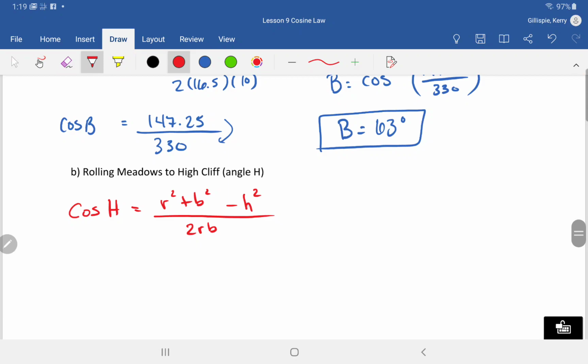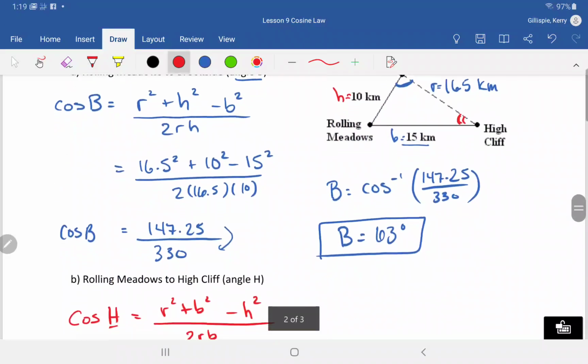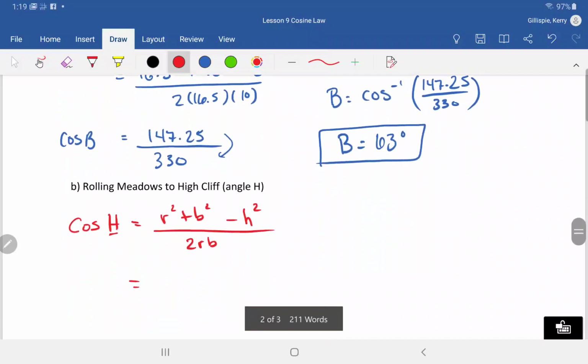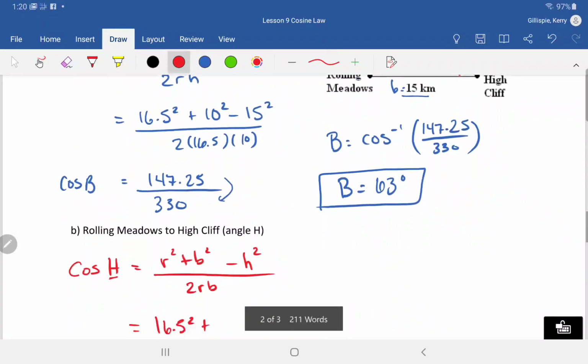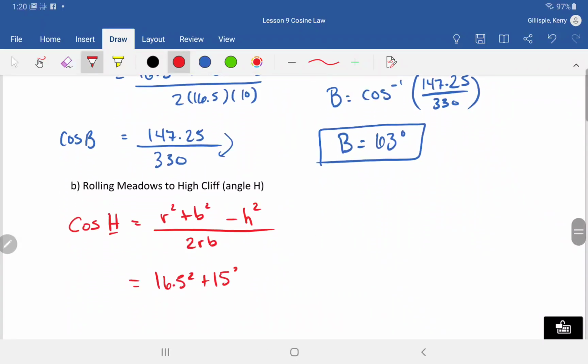Again, as long as you're making sure you subtract the one of the one you're solving for, you should be good. So R squared, R is the 16.5. The B squared was the 15 squared. And we're subtracting the one across from the angle we're solving.